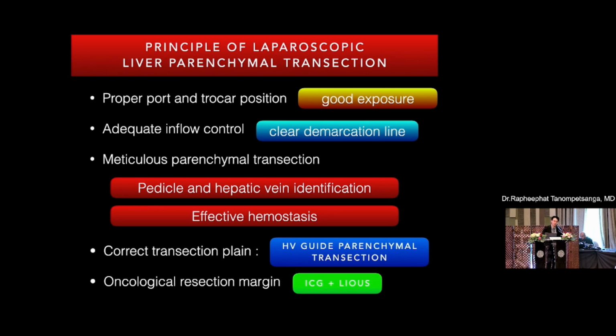And then you make the meticulous parenchymal transection to see the pedicle and hepatic vein identification, and then you make an effective hemostasis. Then another one is the correct transection plane. So you have to see the landmark inside, the intrahepatic landmark, like a hepatic vein guide parenchymal transection is a good technique. And the last one is the oncological resection margin. So maybe ICG and intraoperative ultrasound combined to get the better outcome.